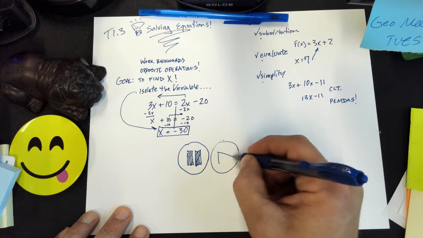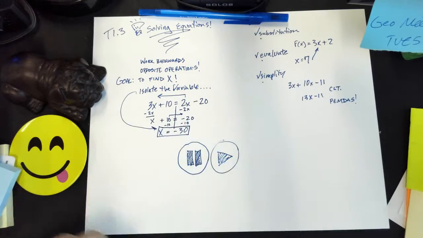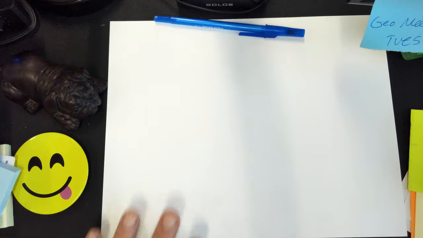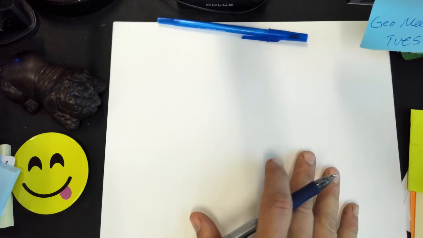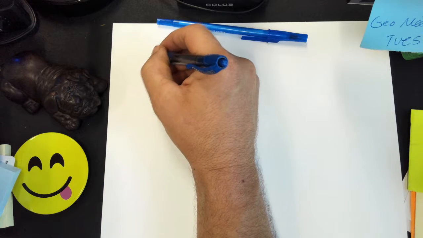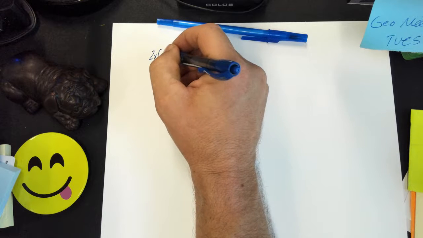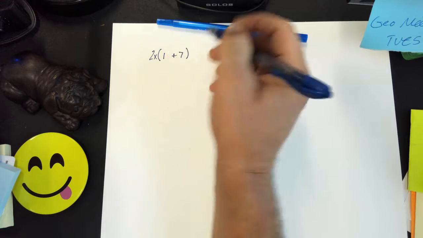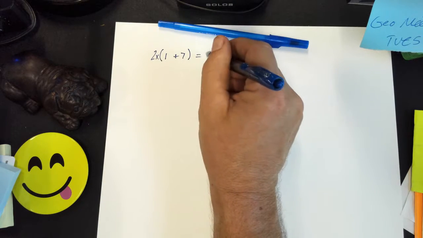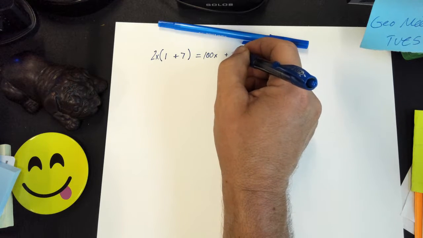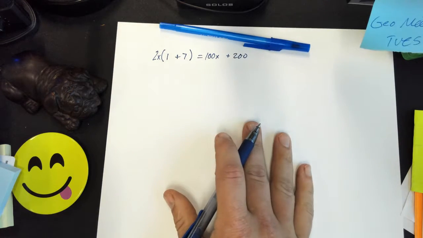Okay, I hope you really paused it. Pressing play. Let's flip this over and get just a couple more examples. I'm strictly making up this equation, so we'll see how it works out. How about 2x parentheses 1 plus 7 equals 100x plus 200. Get some bigger numbers.